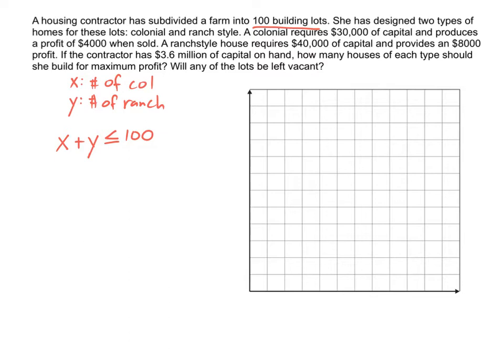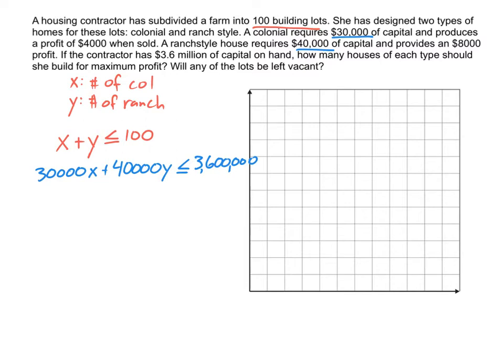The next idea is how much money we're going to spend. It takes $30,000 to build the colonial and $40,000 to build every ranch style house. And this needs to be no bigger than $3.6 million, because I can't spend any more than that much money.